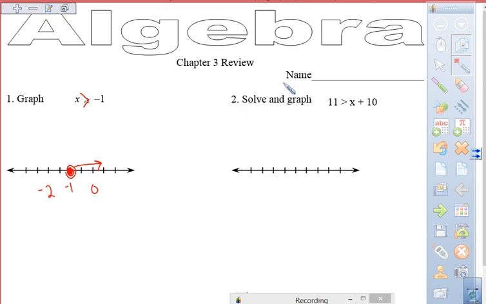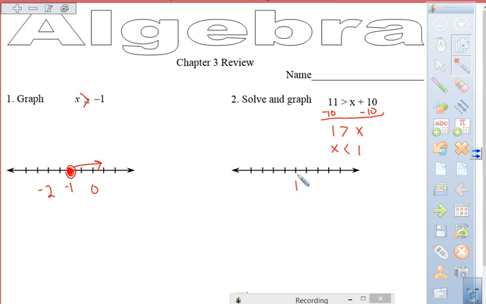Number 2, now we have to solve. So we need to get x by itself, so we're going to subtract 10. So I get 1 is greater than x. Remember, one of our rules is you always have to have the x in the front. So x and 1 need to switch spots. So if we switch spots, change our order, then we have to flip our sign.